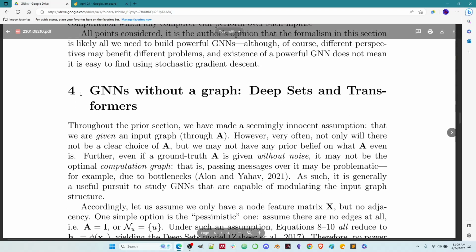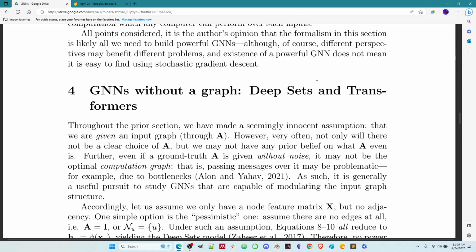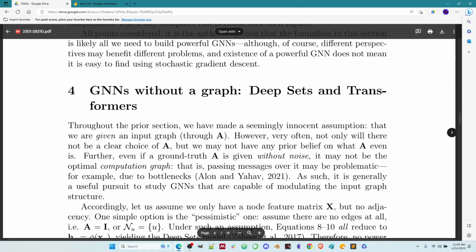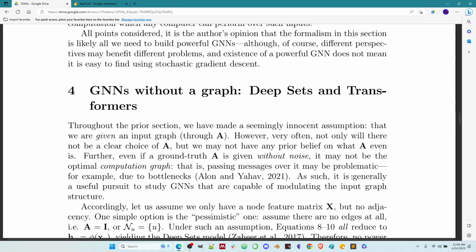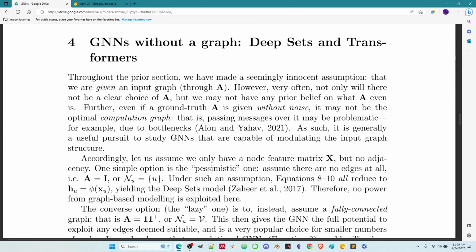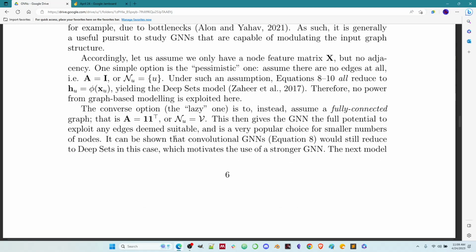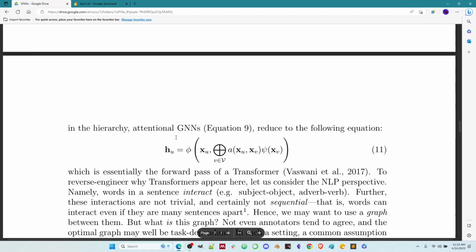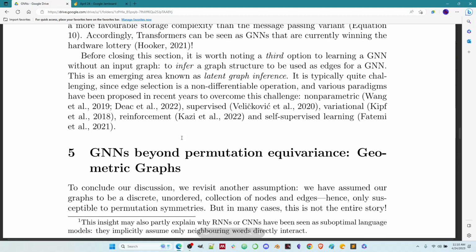Then you can also build GNNs without a graph, and that's where your transformers come in. Your transformers basically give you this optimal computation graph, where passing messages over it may be problematic due to bottlenecks, and so you want to optimize that network. And so you get an input graph, you want to optimize it, or you want to understand it better. And so it talks about transformers as GNNs. They aren't really a graph per se, but they're optimizing on a graph.